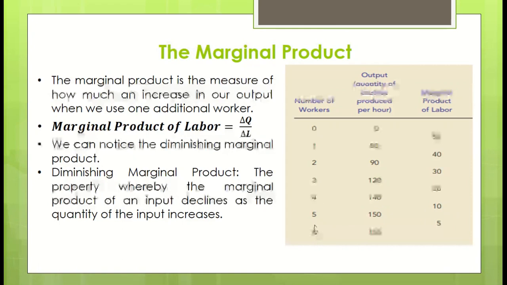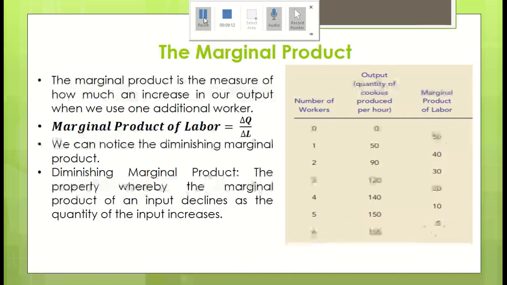And if the labor input increases from 5 to 6, then the change in output is 155 minus 150, that is 5, and the marginal product of labor here is 5. Marginal product of labor is change in quantity given the change in labor.